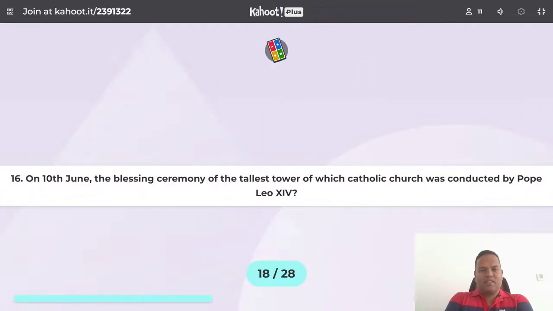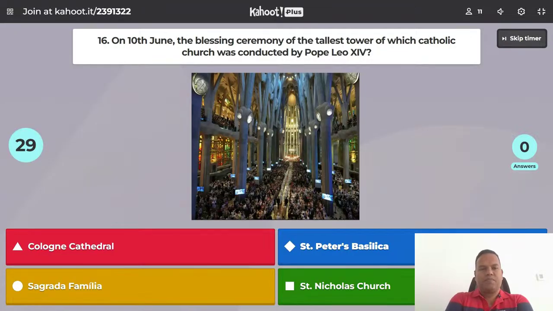On 10th June, the blessing ceremony of the tallest tower of which Catholic church was conducted by Pope Leo XIV? Was it the Cologne Cathedral? Was it St. Peter's Basilica? Was it the Sagrada Familia? Or was it St. Nicholas Church? On 10th June, the blessing ceremony of the tallest tower of which Catholic church was conducted by Pope Leo XIV?